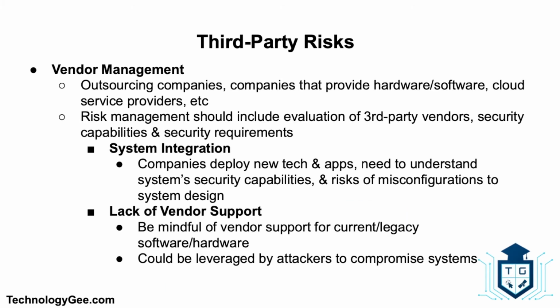And the types of third-party risks that you need to be concerned about in regards to the CompTIA Security Plus 601 certification exam are the following. You have vendor management. So this is third-party vendors that include outsourcing companies, companies that you purchase your software and hardware from, cloud service providers, etc. Risk management should include the evaluation of third-party vendors, their security capabilities, and security requirements.